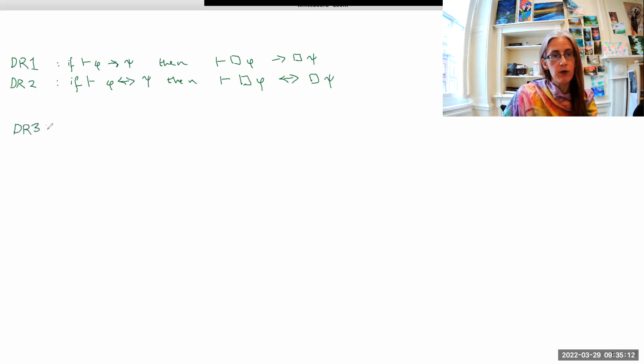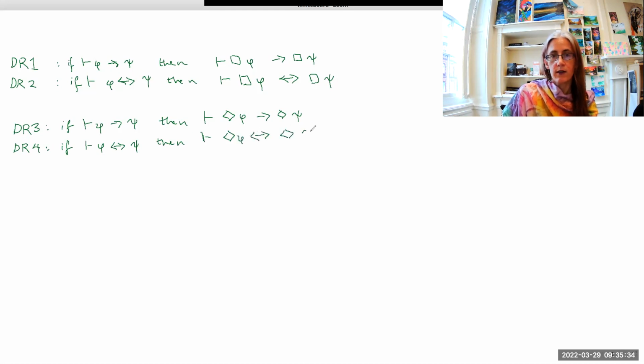So derived rule 3 says if you can prove phi implies psi, then you are allowed to stick diamonds on the antecedent and the consequent. And derived rule 4, if you can prove the biconditional between phi and psi, then you can stick diamonds on both sides. Because this is a rule, the idea is, again, this is a shortcut that we can take, something that we can prove without the rule, but this just allows us to shorten our proofs and go straight from the conditional or biconditional to the augmented form.